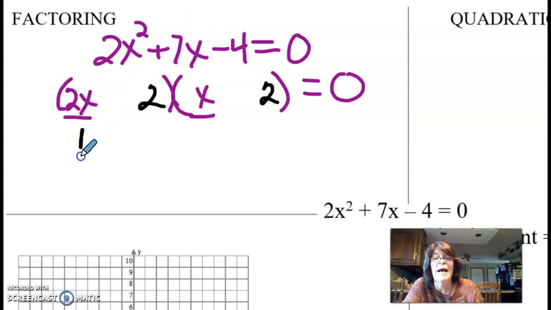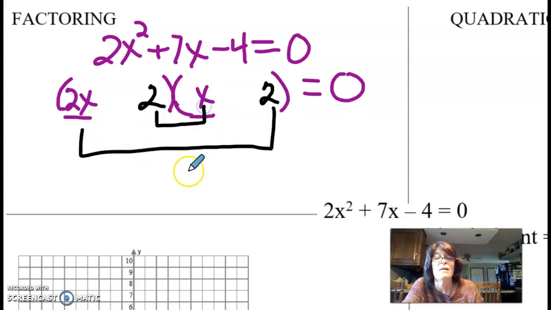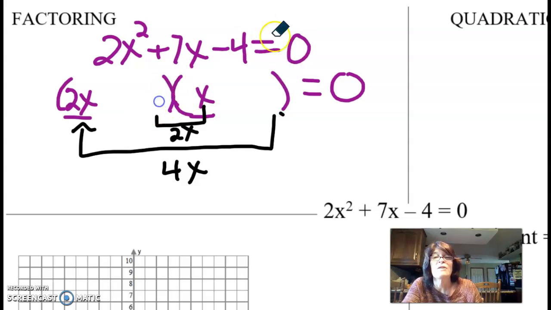I know that my outer product plus my inner product has to give me 7x. So right now, the outer product is 4x, correct? 2x times 2. The inner product is 2x. There's no way to combine 4x and 2x and get 7x. So I've chosen the wrong factors of 4. It must be 4 times 1.